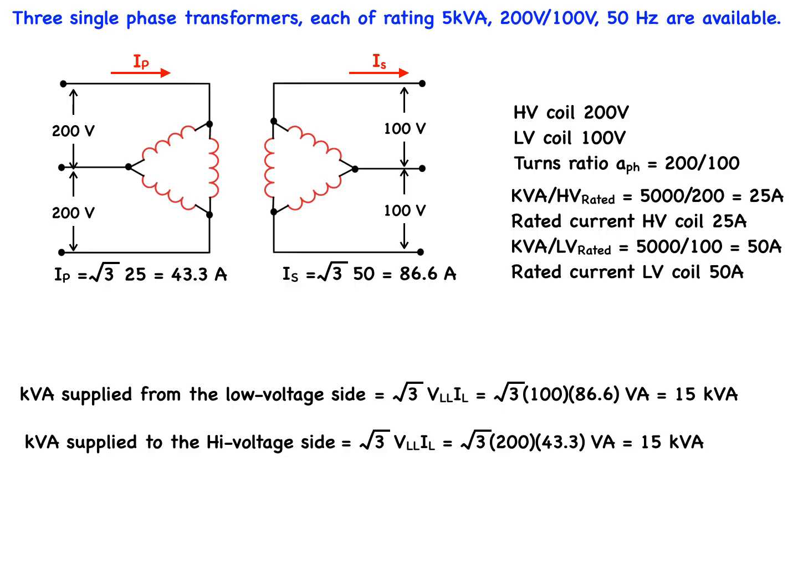Again, the power going into an ideal transformer must equal the power coming out of an ideal transformer. And we also see that the kVA total for three transformers is 3 times the individual kVA rating of the transformers.